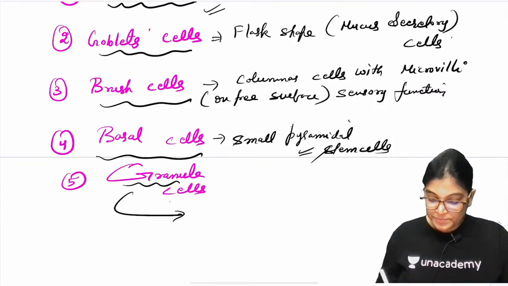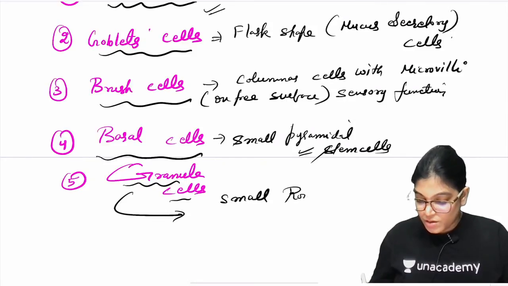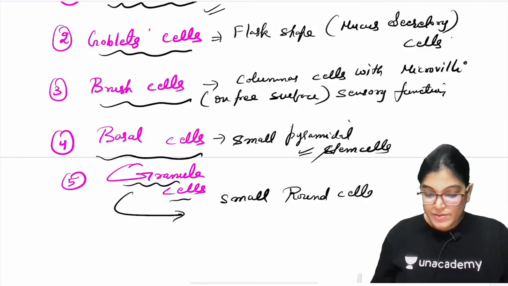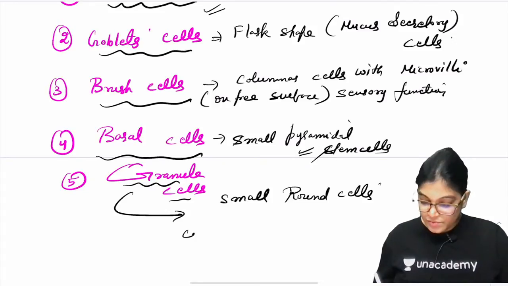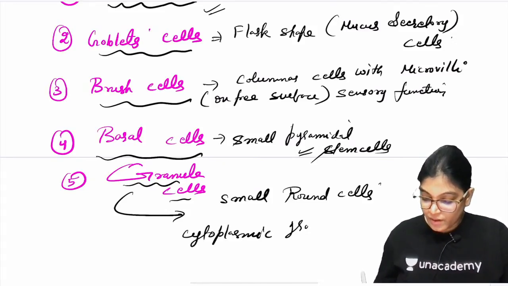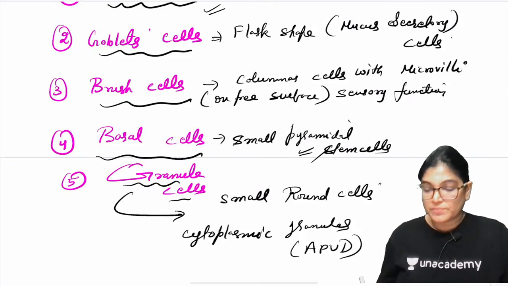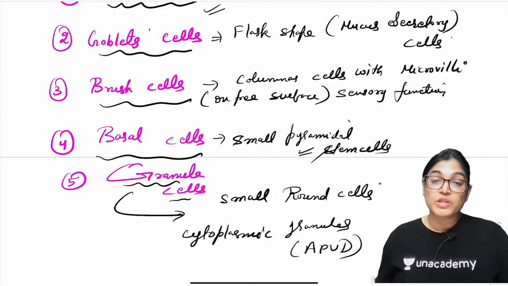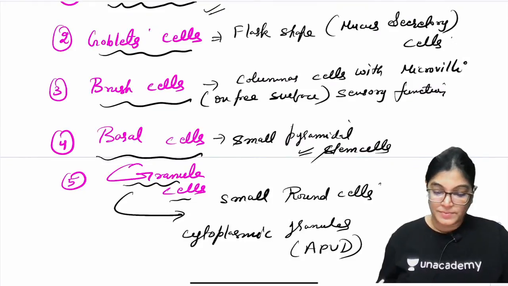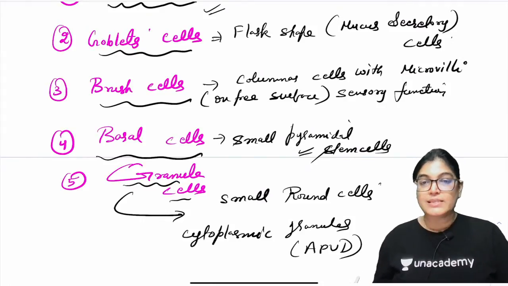Granule cells are small round cells with cytoplasmic granules, which belong to the APUD system, amine precursor uptake decarboxylase. Okay, so done with the cells.